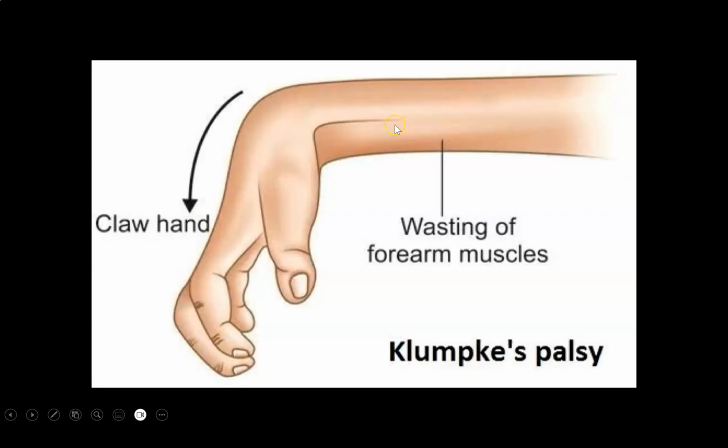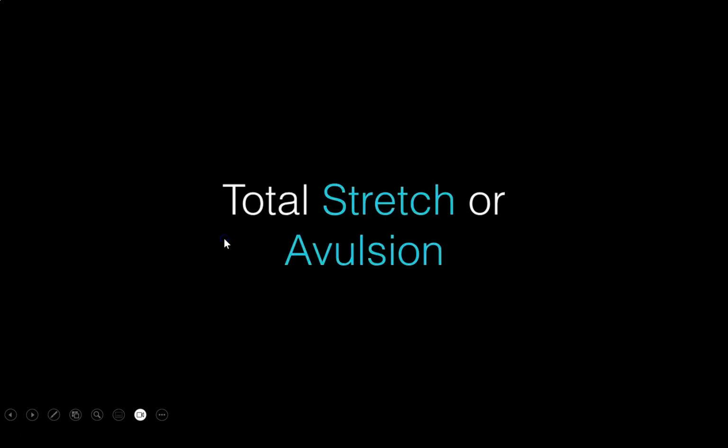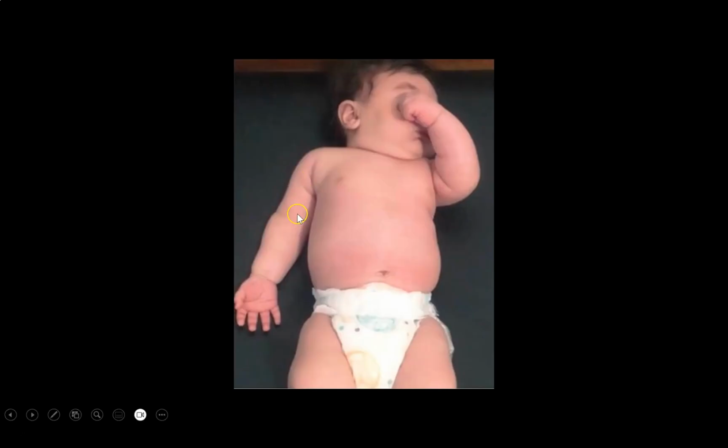Klumpke's paralysis, you will develop wasting of the small muscles of the hand, so you get the claw hand deformity, and you know C8, T1 lower trunk supplies the small muscles of the hand, and the prognosis is not good. And total stretch or avulsion of the brachial plexus, you get complete paralysis of the nerve, of course, the prognosis is bad.